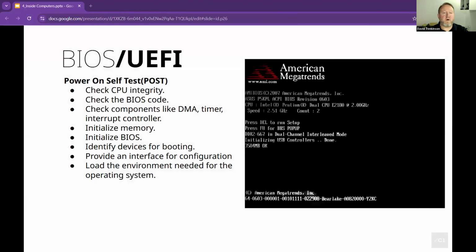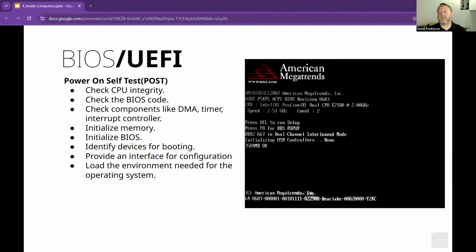So here's an example of a BIOS or UEFI. What they do is a POST check, which is a pre-operating system test. It checks the CPU integrity. It checks the BIOS code to make sure the BIOS isn't corrupted. It checks components like DMA, timer, and interrupt controllers. Interrupt controllers are very much used.